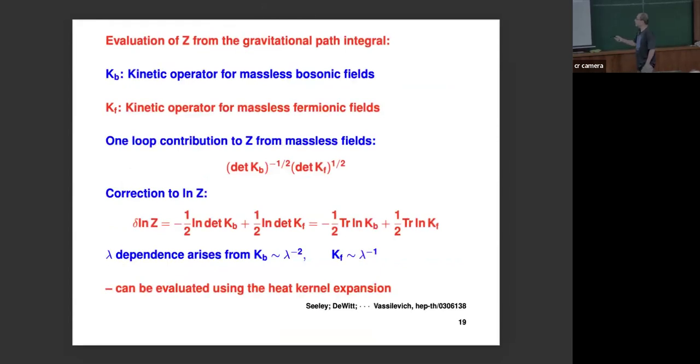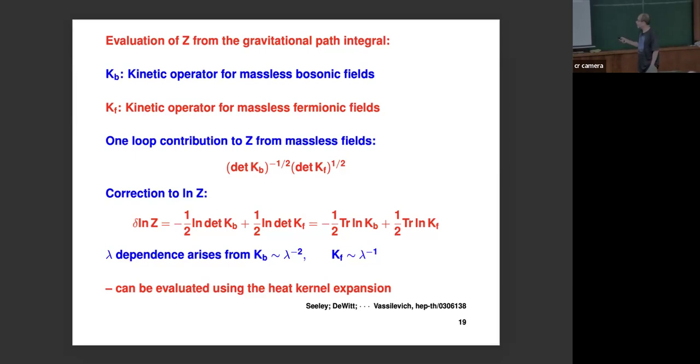Okay, so now the evaluation of Z, in fact, this should be easier because this is more or less standard. So if Kb is the kinetic operator for the massless bosons and Kf is the kinetic operator for the massless fermions, then the one loop contribution to Z from massless fields, right? This is where the log lambda comes from. So I'm going to focus on this. It is the determinant of Kb to the minus half times the determinant of Kf to the half. It's actually the Pfaffian of Kf, but as far as lambda counting is concerned, it doesn't matter. We can just think of it this way.